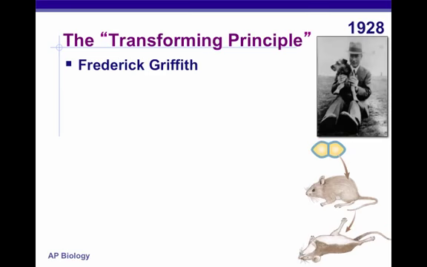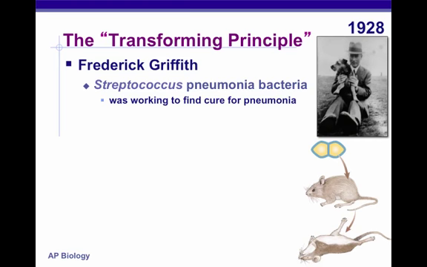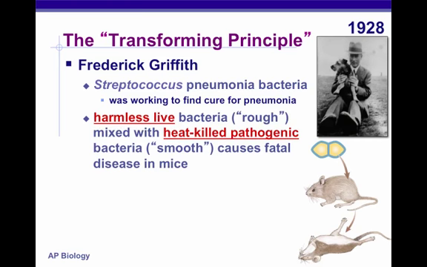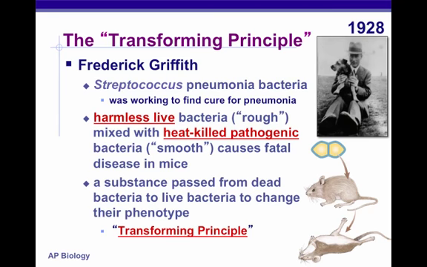The transforming principle. This is Frederick Griffith. He used a bacteria called Streptococcus pneumoniae and was working to find the cure for pneumonia. Harmless live bacteria, we're going to call it rough, mixed with heat-killed pathogenic bacteria, and we'll call this one smooth, causes the fatal disease in mice. So remember, pathogenic here means that it has the ability to kill the mice. So a substance is passed from the dead bacteria to the live bacteria to change their phenotype. This is the transforming principle.